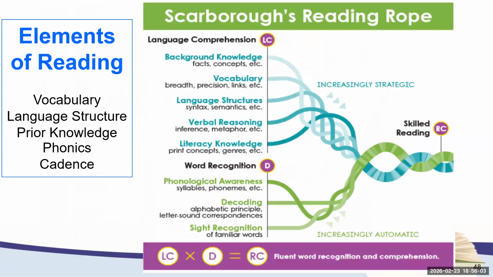And I always like to show them, I know I don't want to go too deep into this, but I always like to show them Scarborough's Reading Rope, which is that model of reading that shows you all the different elements that our learners have to master to be a proficient reader with fluency. And so talking about the 2 core strands and all the little pieces within.